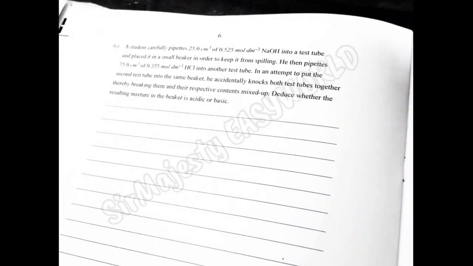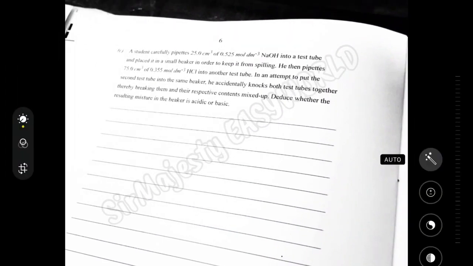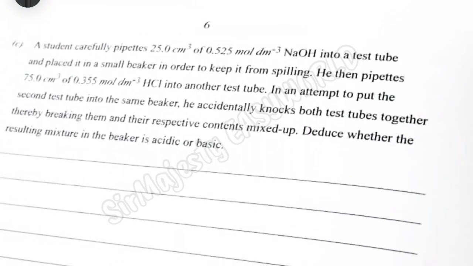Okay, over here is the next question, question C. It says a student carefully pipetted 25.0 cm³ of 0.525 mol/dm³ sodium hydroxide into a test tube and placed it in a small beaker in order to keep it from spilling. He then pipetted 75.0 cm³ of 0.355 mol/dm³ HCl into another test tube.